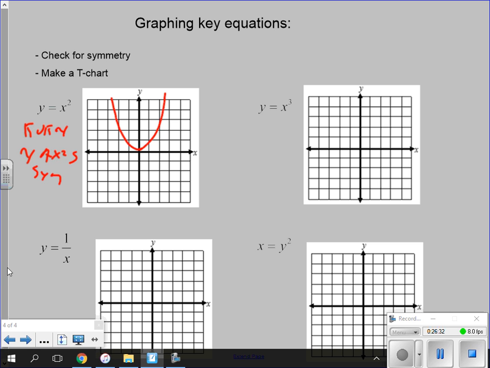So, y equals x cubed. Remember what the cube looks like? Is this going to be odd or even? It's going to be odd, which means that it is symmetric about the origin. And we got this disco thing going on. You do know what disco is, right?